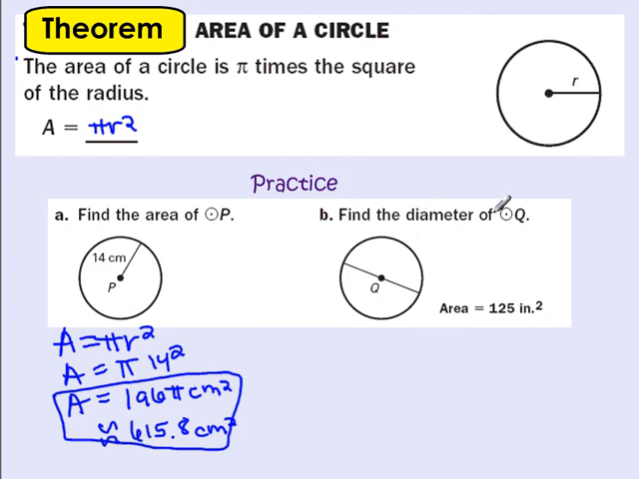The next one's asking us to find the diameter of circle Q. Well, I do have my area formula, which is area is equal to pi r squared, and I do know that there's a relationship between the radius and the diameter of a circle, and I know that the diameter is equal to 2 times the radius. So if we can solve for our radius, then we can substitute that into this equation to solve for the diameter. In this case, we're given the area, so we will say 125 is equal to pi r squared.